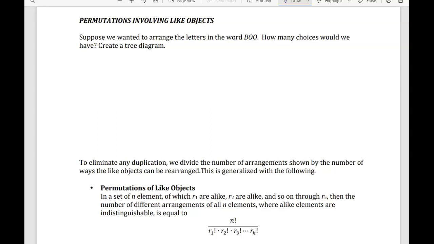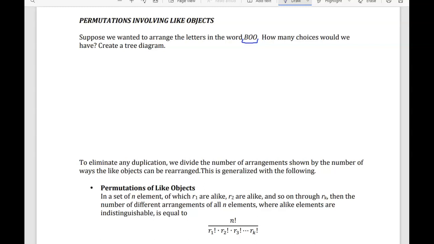about permutations whenever the objects weren't alike, when they were all different objects. Now let's look at permutations, things that are in order, when we have objects that are like, such as the word boo. This has two letters that are the same, the O and the O. And so we want to look at how many different choices we have in order to arrange these letters.